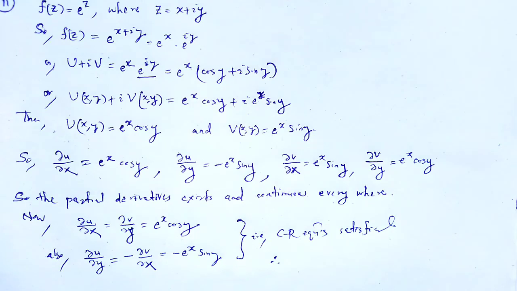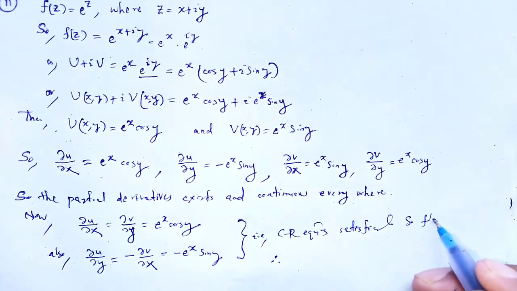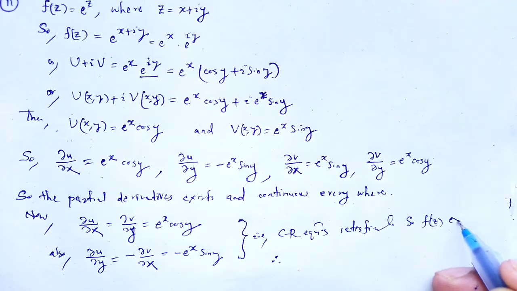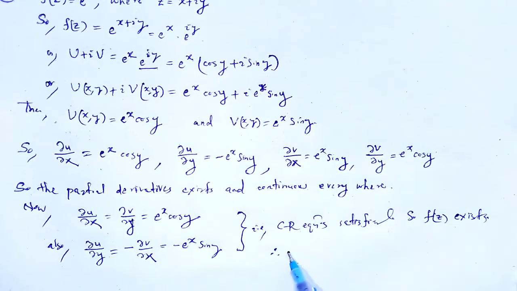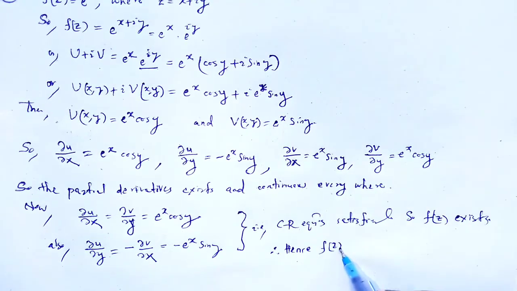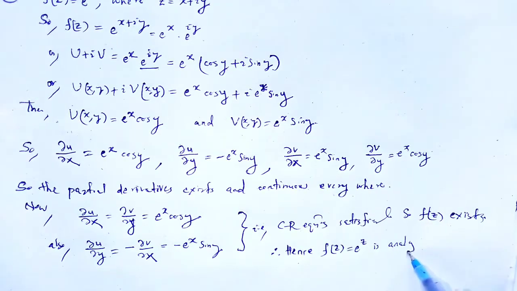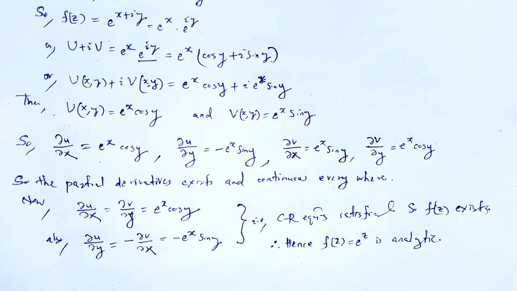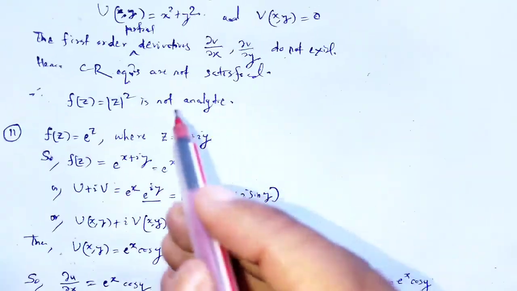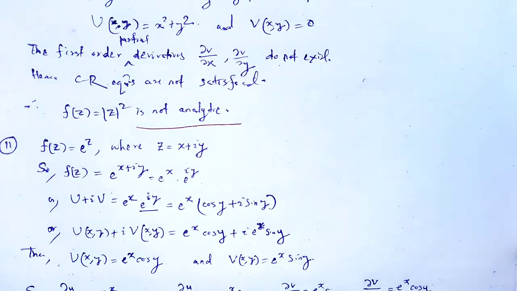Therefore, for the given function, f dash z exists. So, the given function f of z is equal to e to the power z is analytic. The given function f of z is analytic. Here, the previous given function is not analytic according to the necessary and sufficient conditions for a function to be analytic or not.